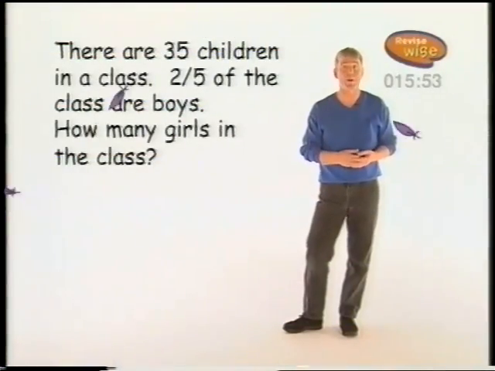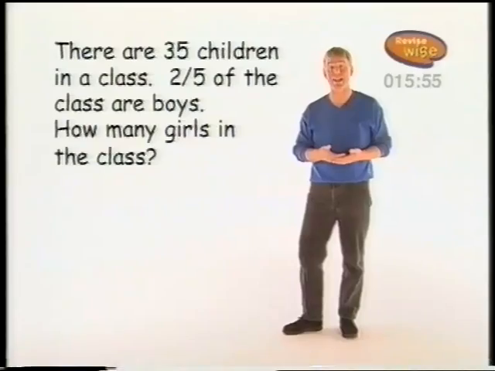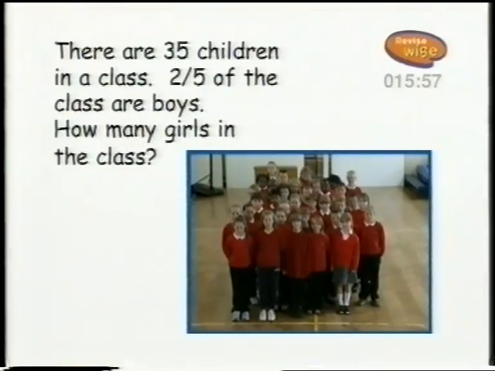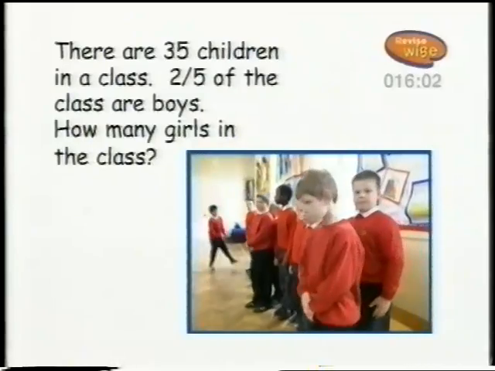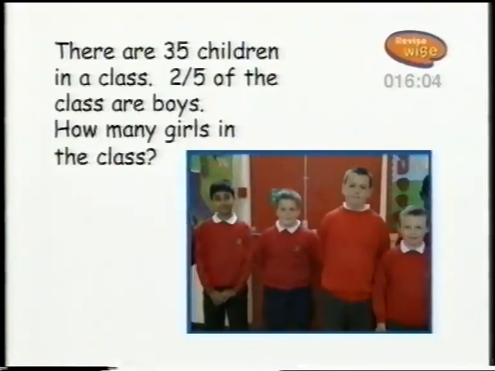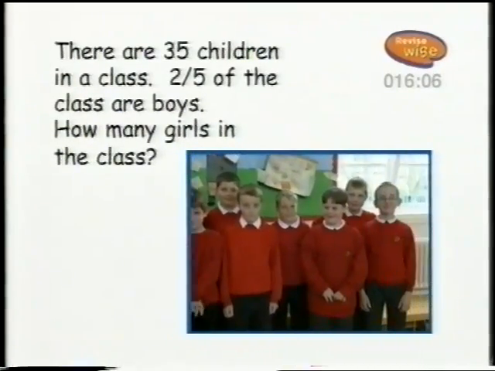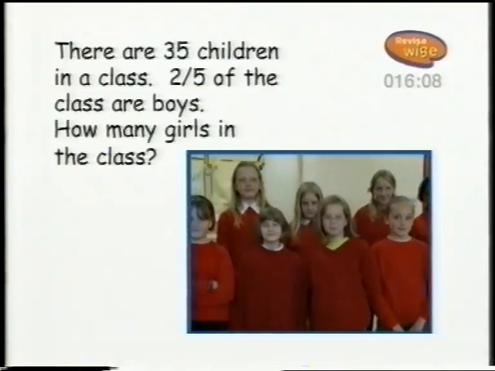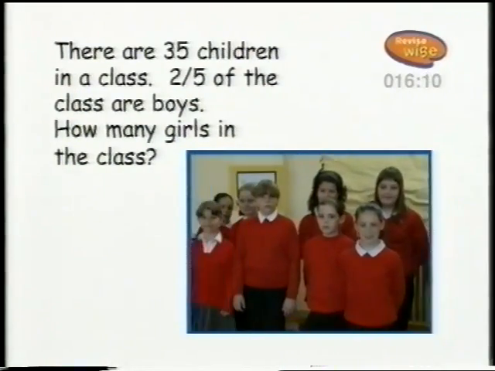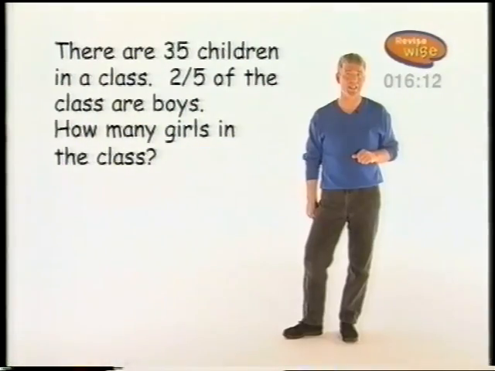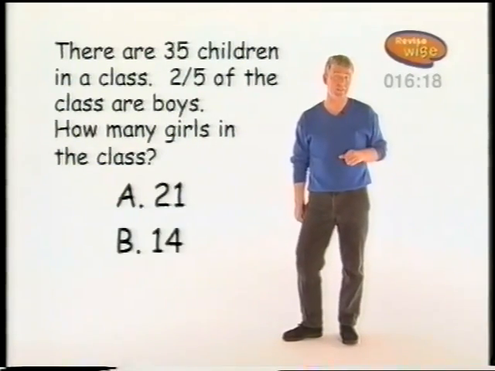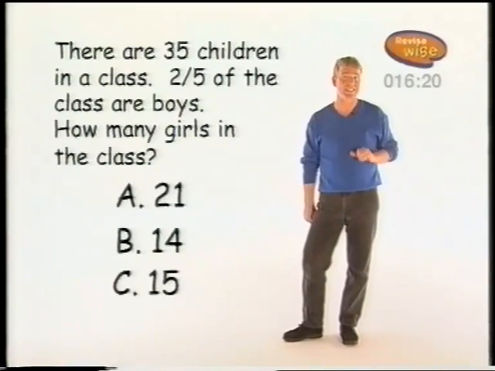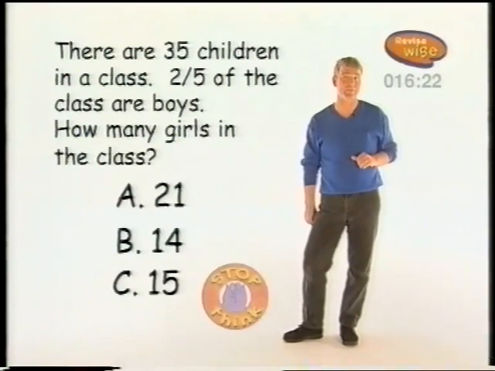This question is about working out a fraction of an amount. There are 35 children in a class. 2/5 of the class are boys. How many girls are there in the class? Is it A, 21, B, 14, or C, 15?